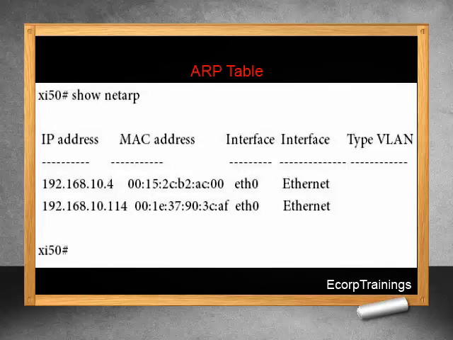Finally, the ARP Table. ARP stands for Address Resolution Protocol. The ARP Table resolves IP addresses to physical Ethernet addresses. It contains the hardware addresses of all the nodes with which the appliance communicates.